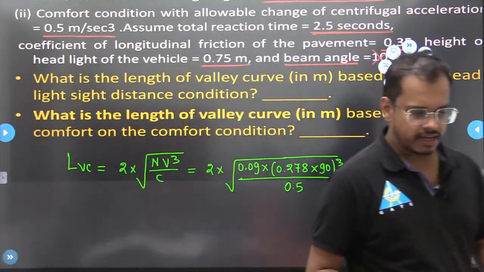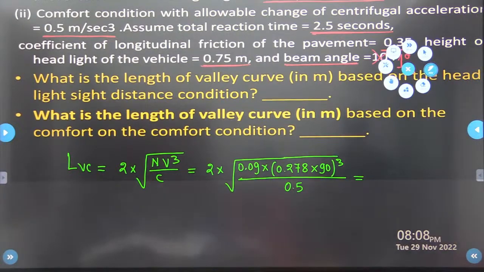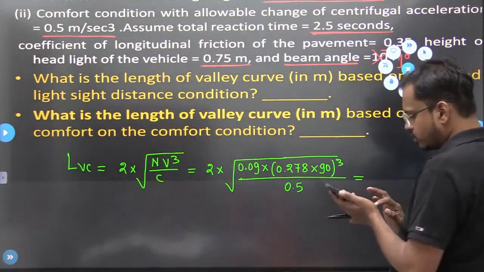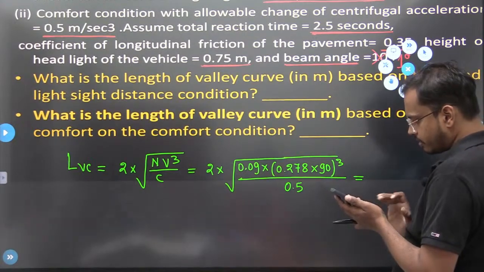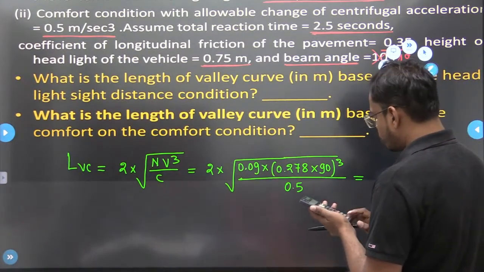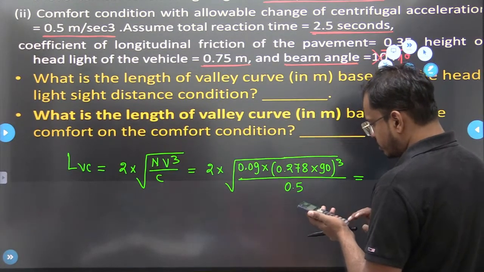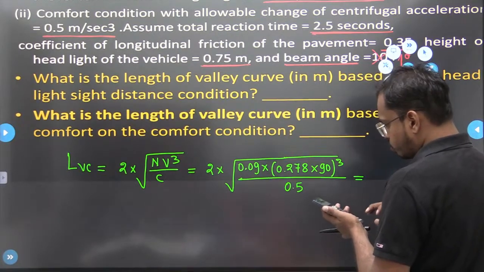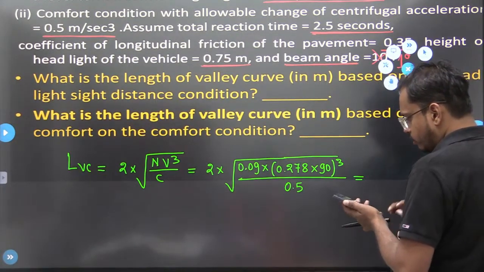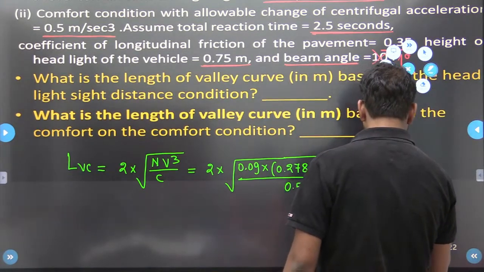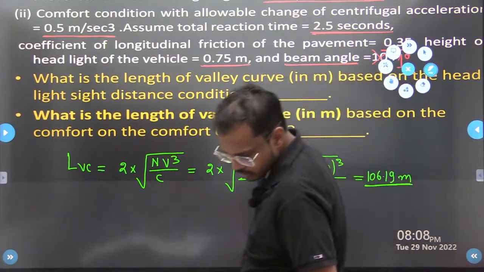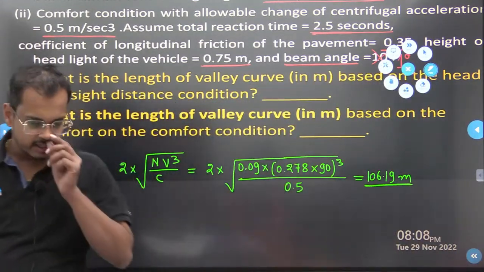Now, what is the correct value? Please give me the answer. So the value is 0.278 multiplied by 90 whole cube multiplied by 0.09 divided by 0.5, under root, multiplied by 2. So the value is 106.19 meter. It is the value. Am I right? So this is the correct value and this is the correct answer.